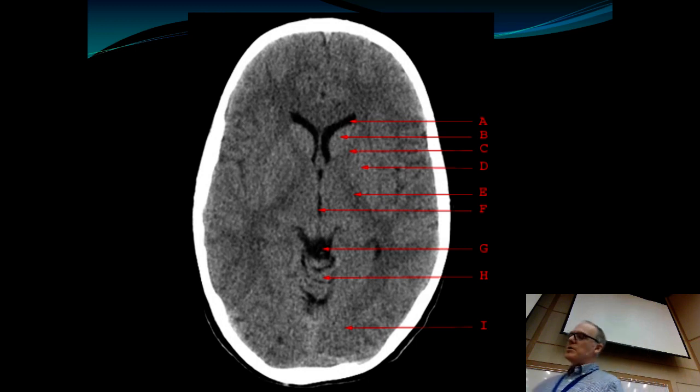Okay, and we do get a decent look here at the internal capsule on a CT. So here's the anterior limb, the genu, the posterior limb. There's the caudate nucleus bulging into the lateral ventricle. And here's the thalamus, which remember is medial to the posterior limb. And then the putamen and probably a little bit of the globus pallidus here in the medial portion are the lentiform nuclei that are just lateral to the internal capsule.